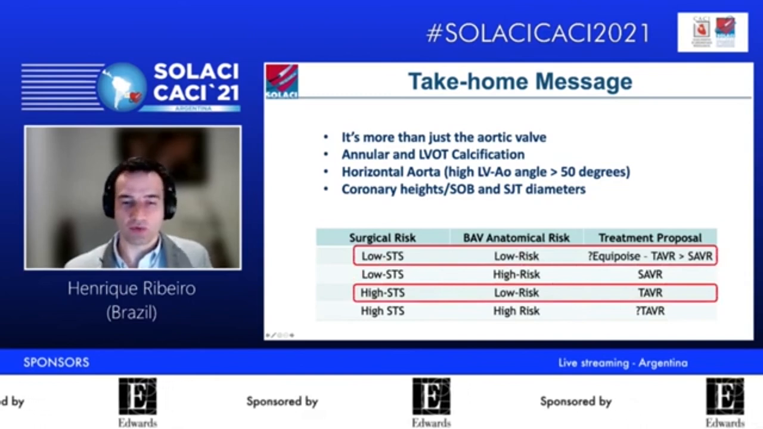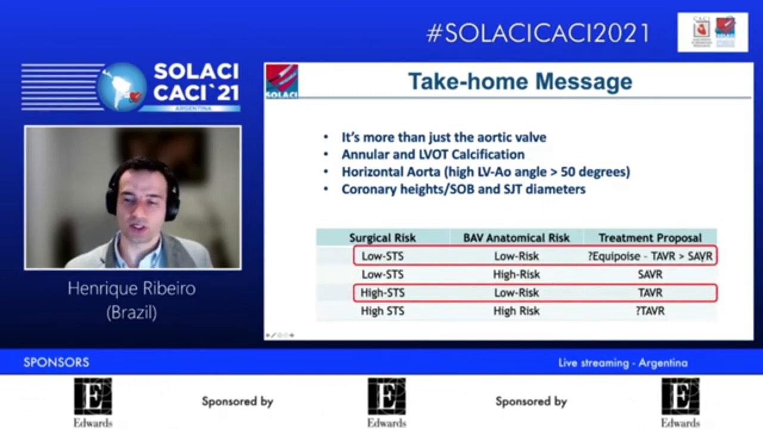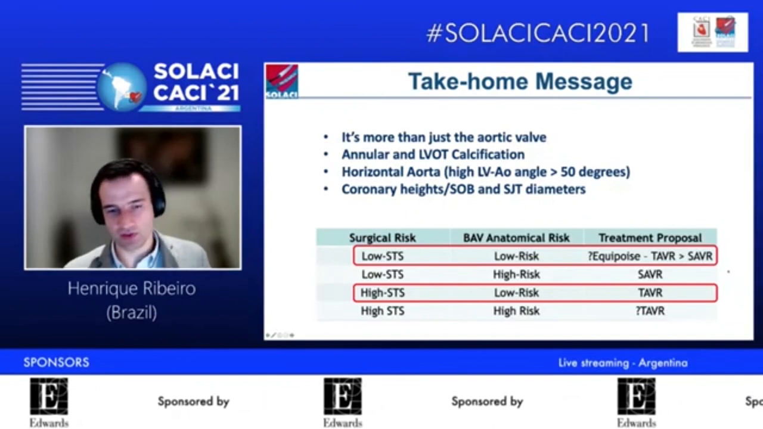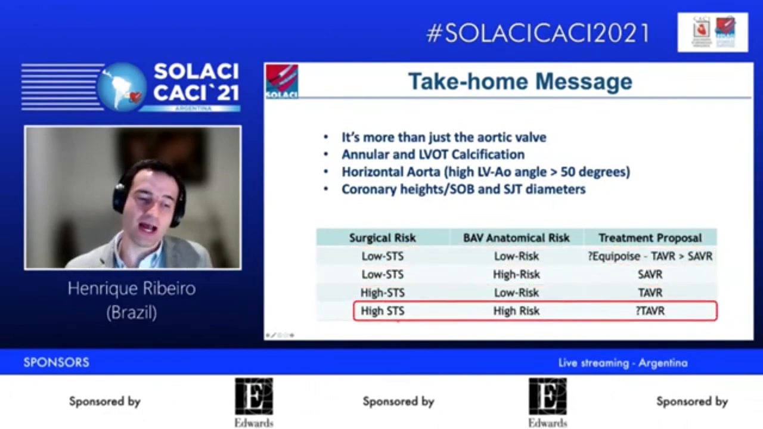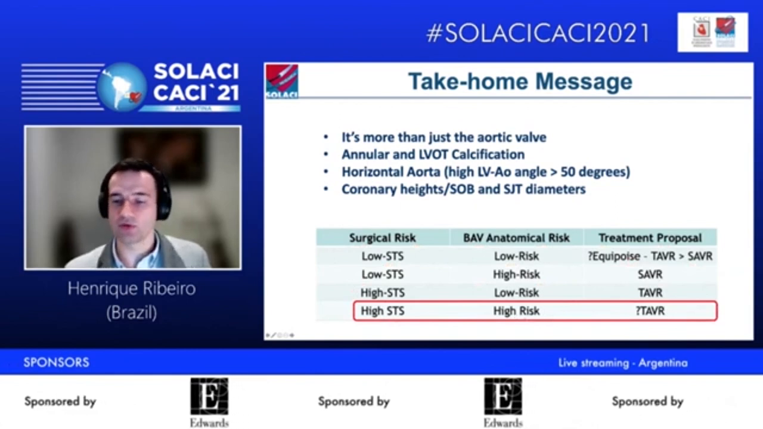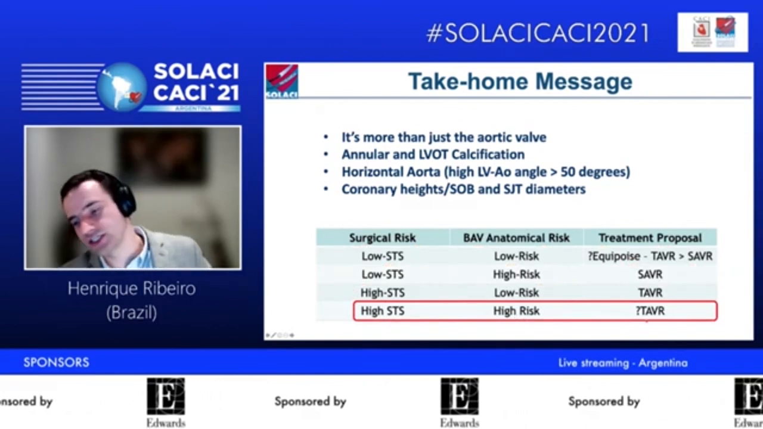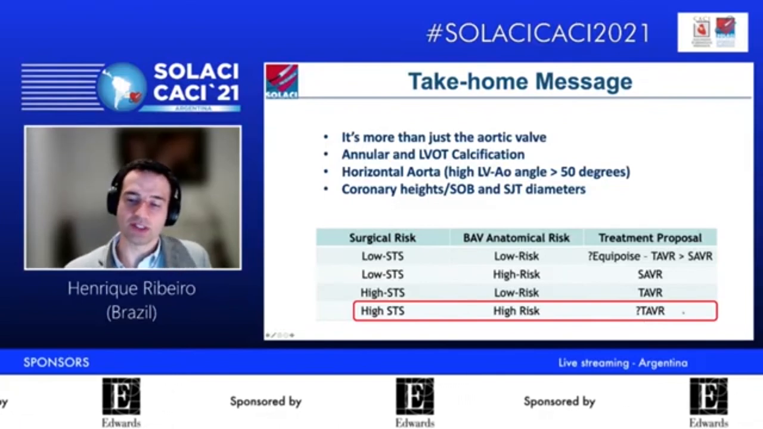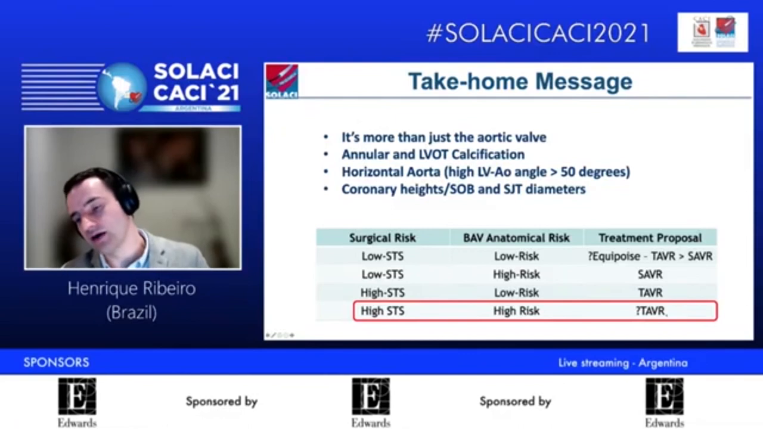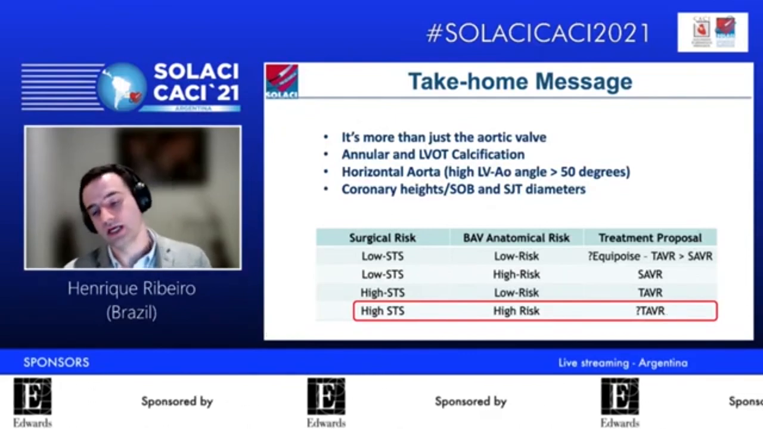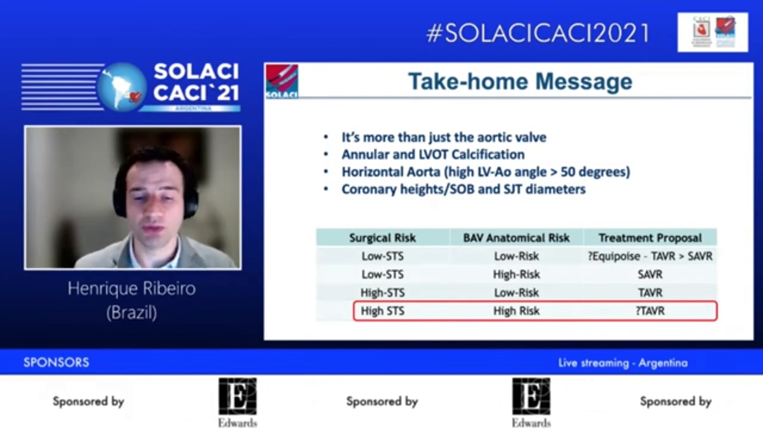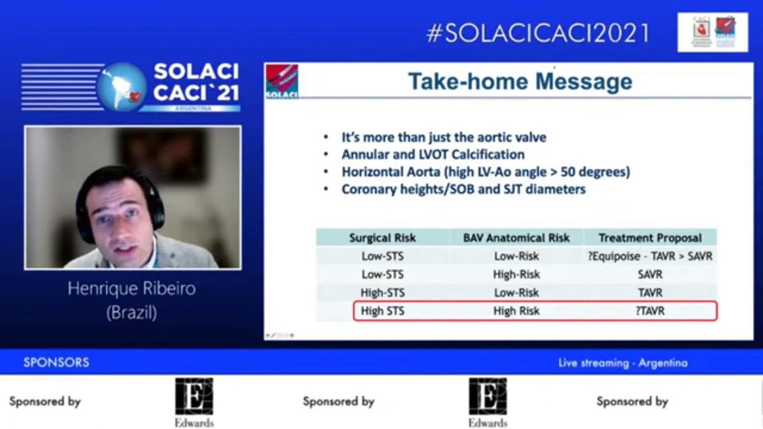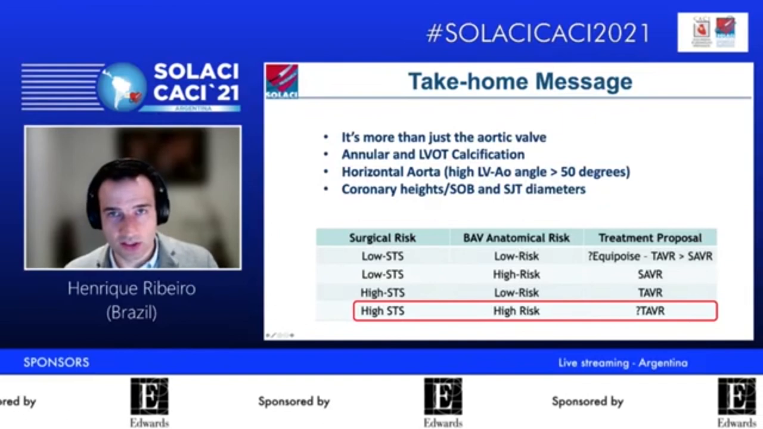In those patients with low anatomical risk factors, probably TAVR could be indicated, especially in patients with age greater than 70 years. And in those patients with both a high STS and high anatomical risk factors, really the heart team should evaluate such patients, and probably maybe TAVR with an under-expanded balloon, taking into account the anatomy of the patient, could be an option in such patients. So thank you very much, and I'm open to any discussion.